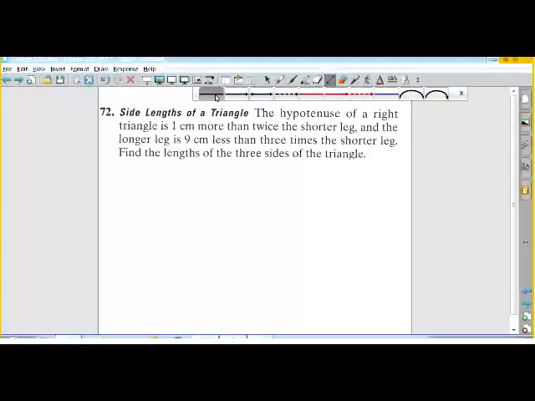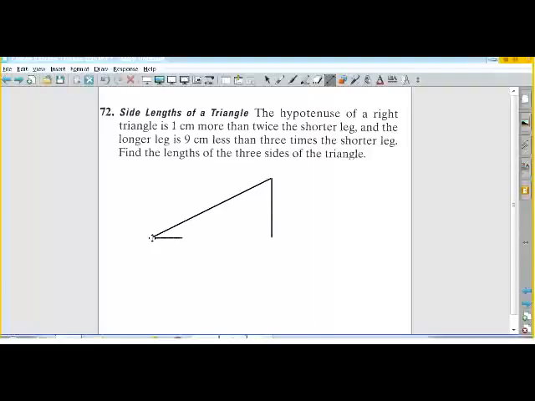So we're going to have a right triangle that has a shorter leg, a longer leg, and a hypotenuse. Let's draw it so we can think about what they're asking. There's my right angle. It says the hypotenuse of the right triangle, which is this, is 1 centimeter more than twice the shorter leg. So if I let the shorter leg be x, then the hypotenuse is twice the shorter leg plus 1. It's 1 more than twice the shorter leg. So I've decided to have the shorter leg be represented by the variable x.